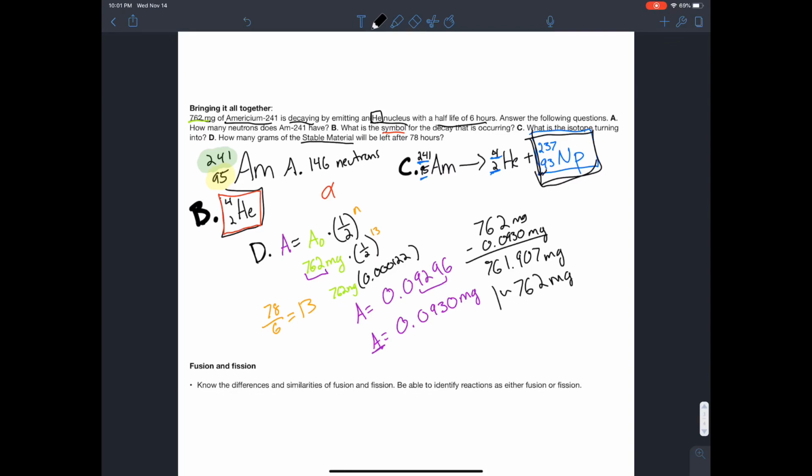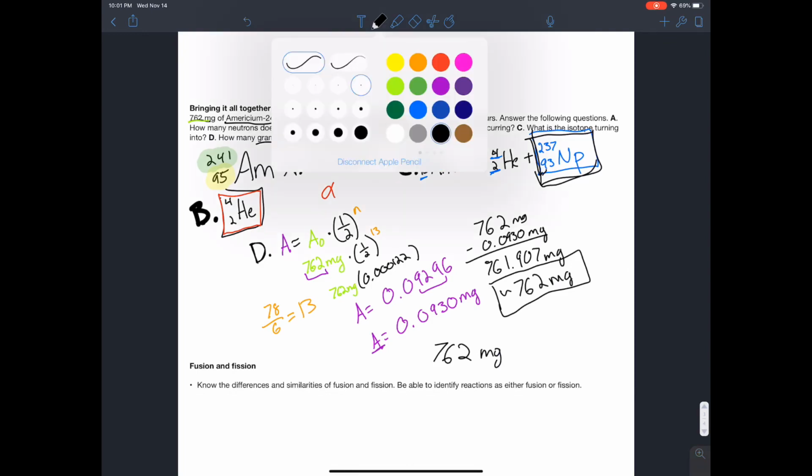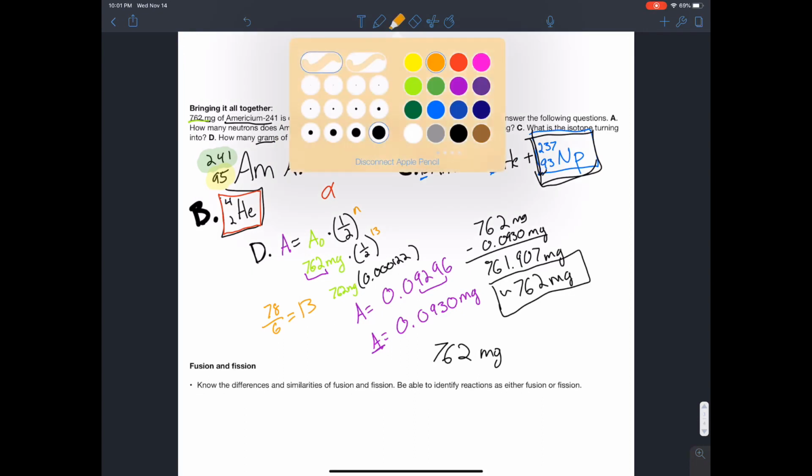Okay, that's how much neptunium-237 is going to be left. But wait, there's more. I said how many grams? Okay, so that's fun, right? How many grams? Okay, so let's do a quick conversion. 762 milligrams. And if you didn't catch that little snippet, I would encourage you to stop this video and try it yourself first, because that is what is going to allow you to learn.